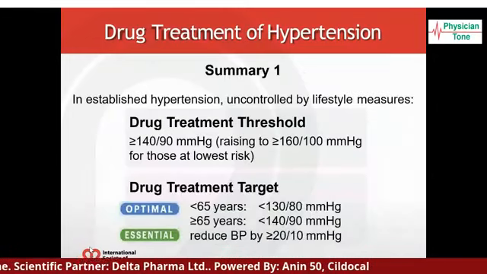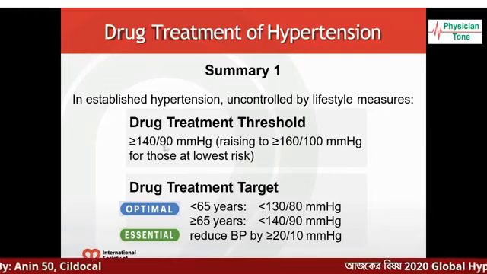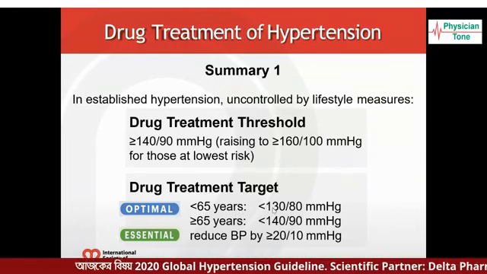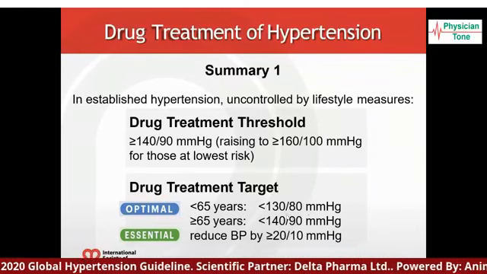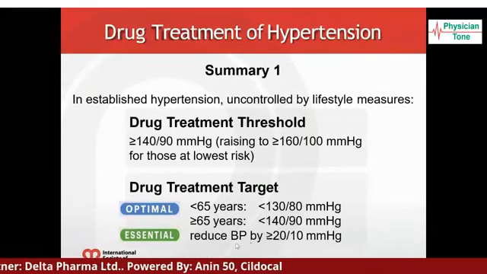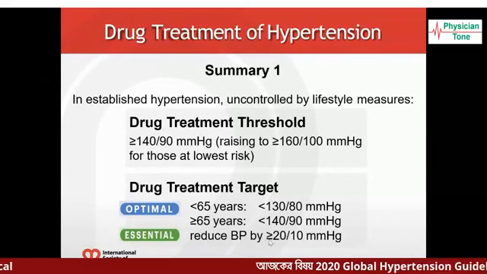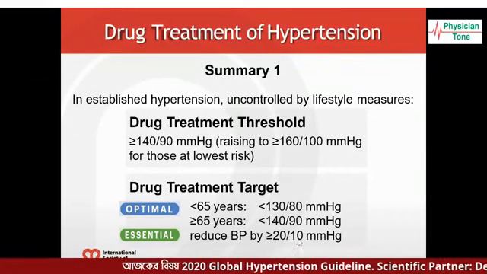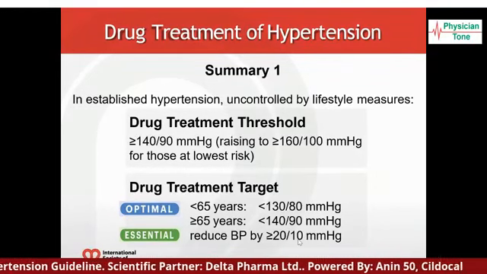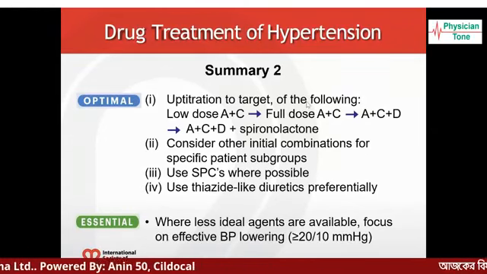So what is the summary of the drug treatment? Drug treatment threshold is more than 140 over 90 millimeter mercury, and in optimal care, for those less than 65 we should try for less than 130/80 millimeter mercury, and for those more than 65, less than 140/90 millimeter mercury. And that I mentioned earlier. In essential care, they recommend no specific level, just first lower the BP, systolic BP by 20 millimeter mercury and diastolic BP by 10 millimeter mercury. And also the up-titration of the dose.